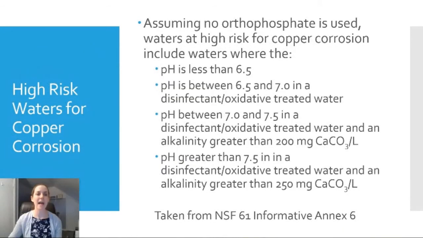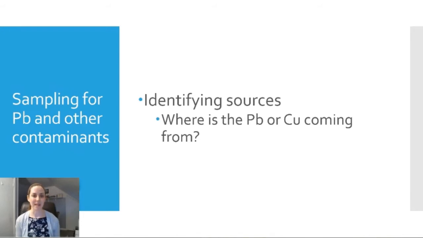But if we just look at high-risk waters for copper corrosion, within NSF 61 Informative Annex 6, assuming no orthophosphate is used, which is likely the case for most private water systems, waters at high risk for copper corrosion include waters where the pH is less than 6.5, so you have more acidic conditions. If the pH is between 6.5 and 7 in a disinfectant or an oxidative treated water, and then you can see there's a couple of other scenarios here where the water would be considered to be at high risk for copper corrosion.